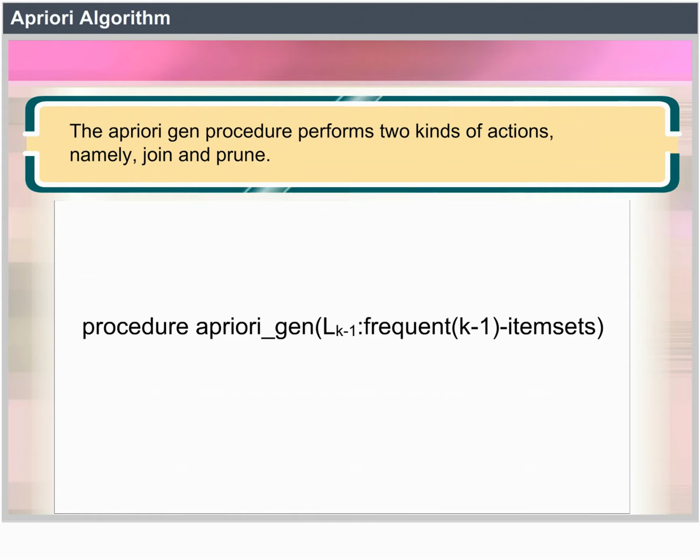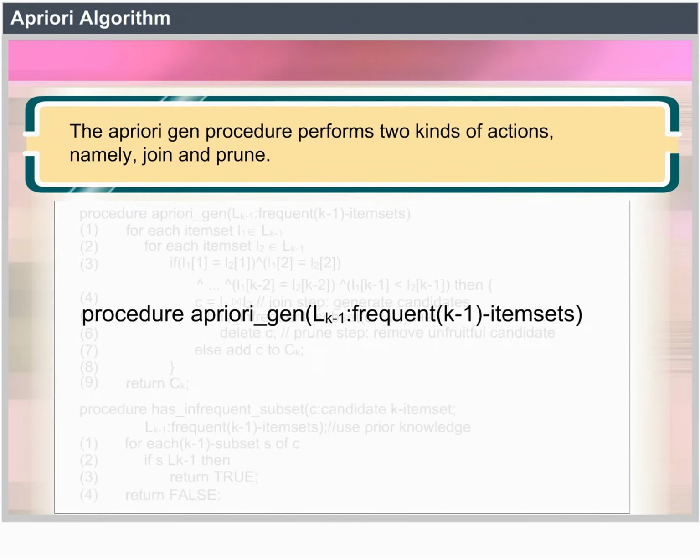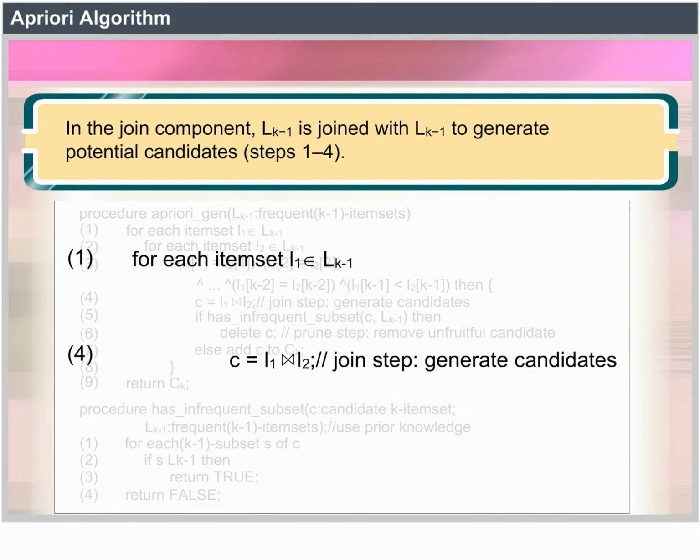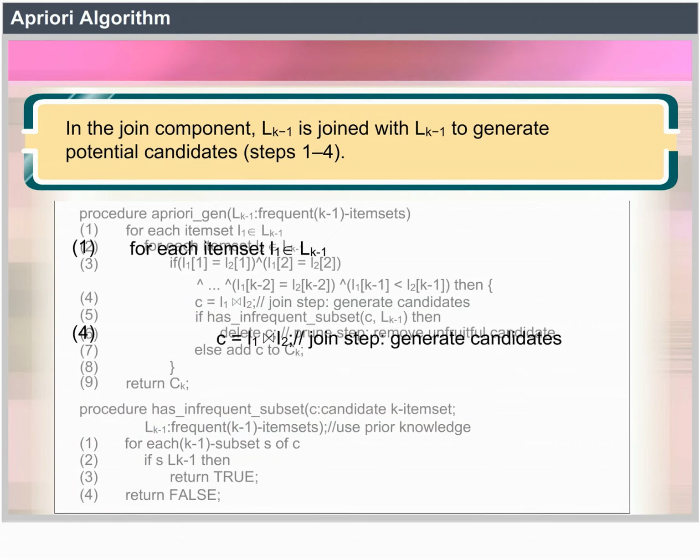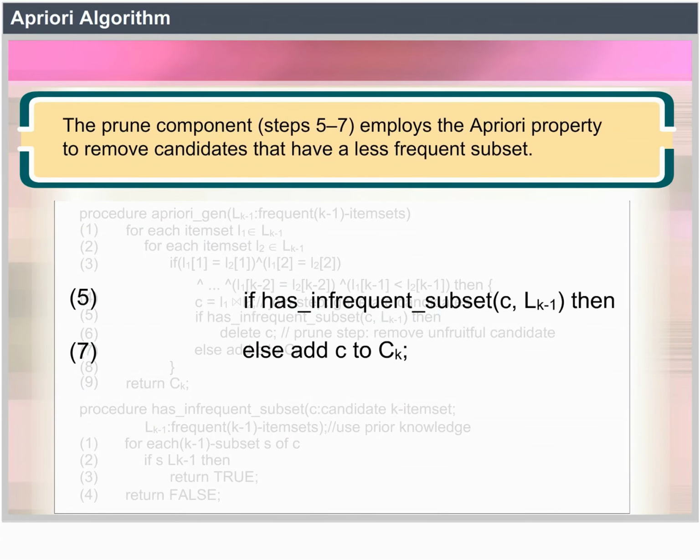The apriori_gen procedure performs two kinds of actions, namely join and prune. In the join component, Lk-1 is joined with Lk-1 to generate potential candidates, steps 1 through 4. The prune component, steps 5 through 7, employs the Apriori property to remove candidates that have a subset that is not frequent.